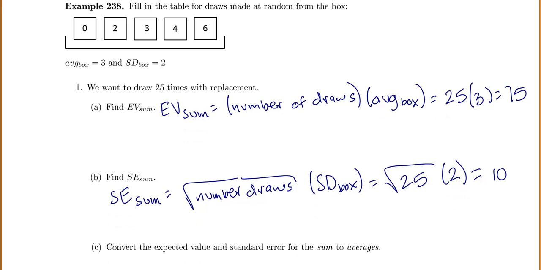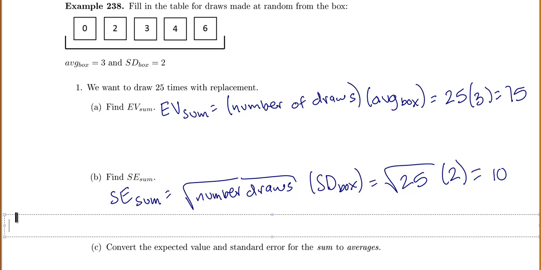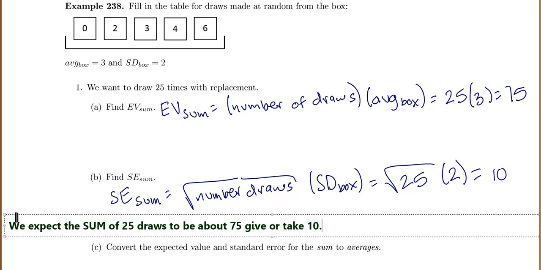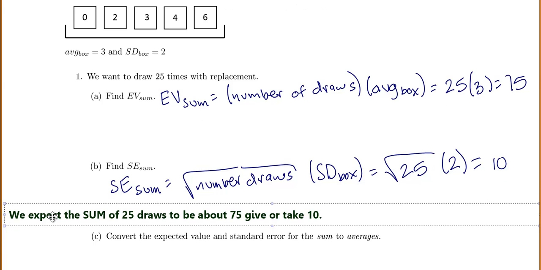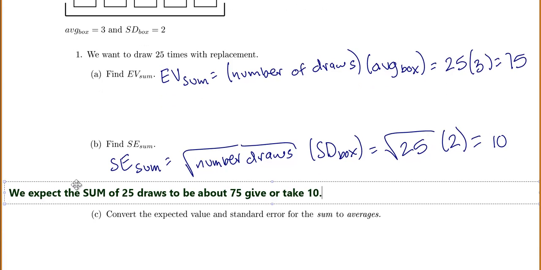Now let's just remind ourselves, since it's been a little while, what does this mean? We expect the sum of 25 draws to be about 75, give or take 10. So that's what the expected value and standard error tell us for the sum. But now we might not be interested in just the sum, we might be interested in the average. And really, in real life, the average is used much more often than the sum. It's just more common, we just use it more.